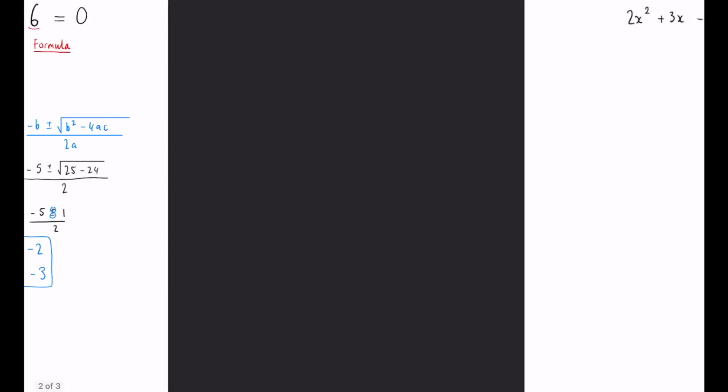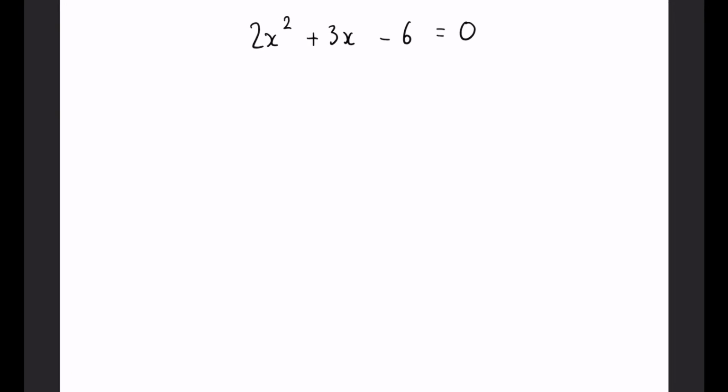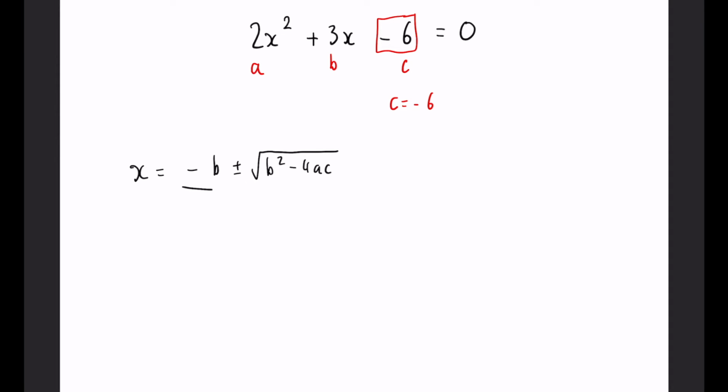So let's look at another example that is purely only possible through the quadratic formula. Now again, this is our a value, this is our b value, and this is our c value. Notice this is a negative 6 this time, so our c is going to be negative 6, whereas the others are both positive. So again, if we write out our formula, minus b plus or minus the square root of b squared minus 4ac all over 2a.